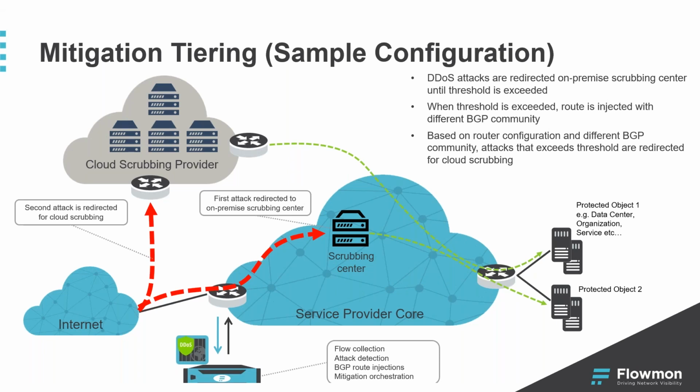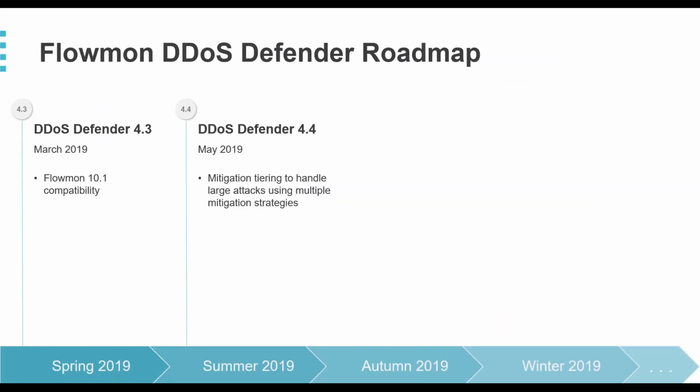If there is another attack, we will again check if the sum of the first attack and the new attack is below the threshold. If it is, we will send it through the scrubbing center on premise, and if it is again larger, it will again go through the cloud scrubbing provider. So this is the mitigation tiering which is planned for May this year.